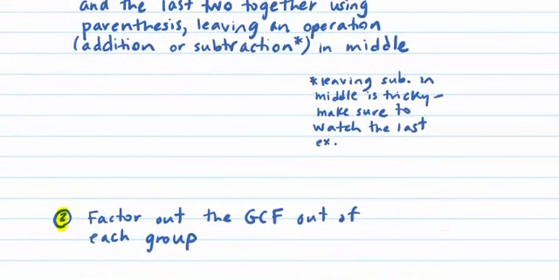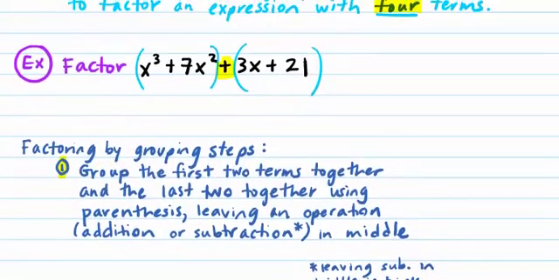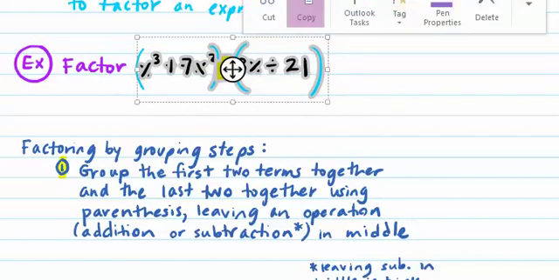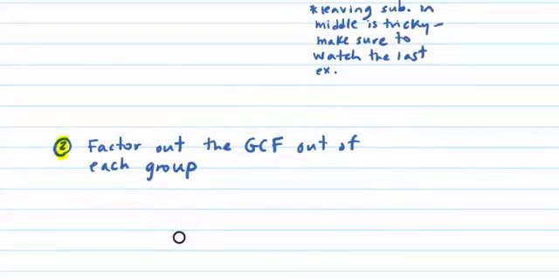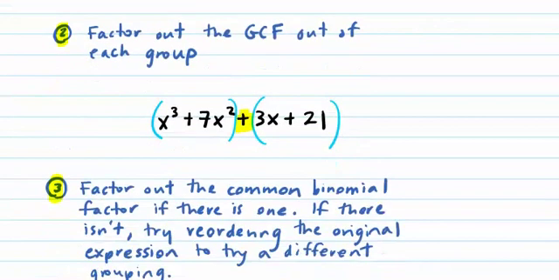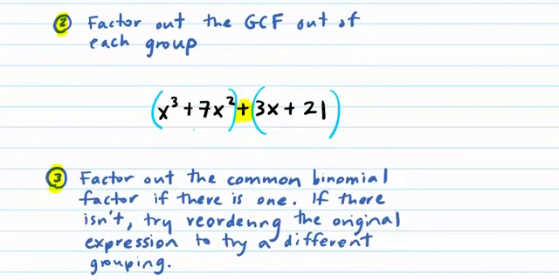Second step, factor out the greatest common factor out of each group. Oops, I lost a parentheses. So if I factor out the greatest common factor out of the first group, I notice out of x cubed and 7x squared, the greatest common factor is x squared. So I'm going to factor that out.